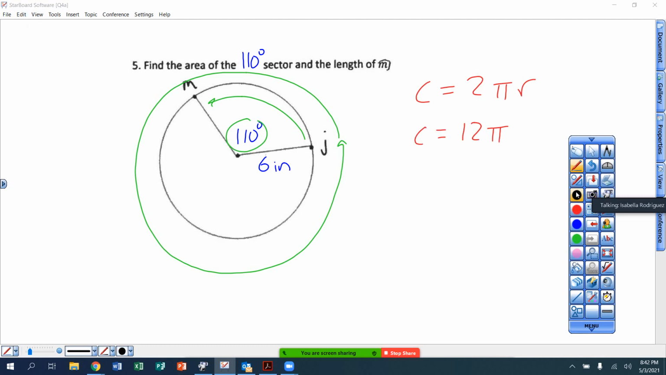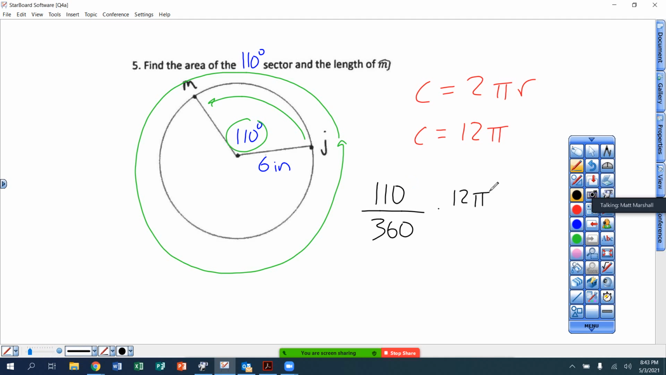So don't you find, like, 110 over 360. There you go. Yep. So what part that angle is of the entire whole? Because the whole thing's 360, right? So you're finding just that one part of 360. So it's that 110 over 360 times 12 pi.